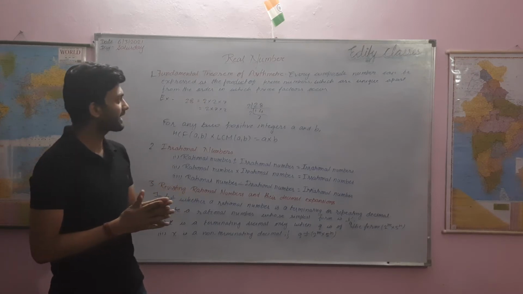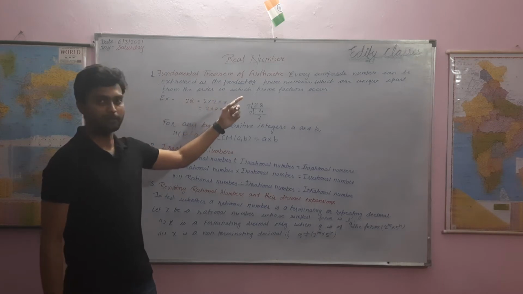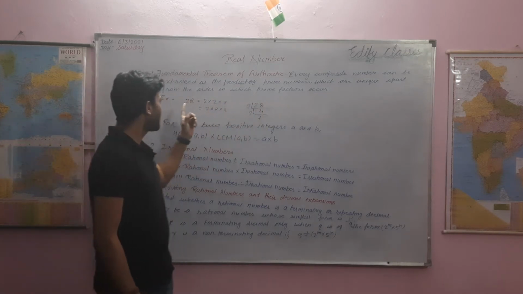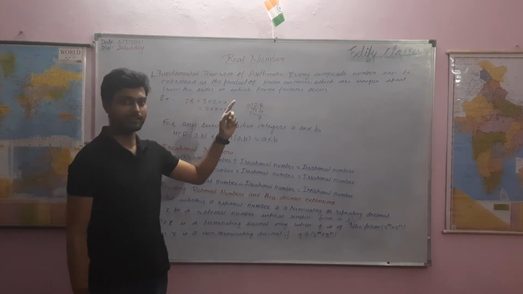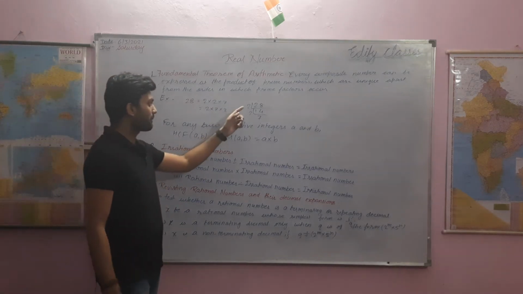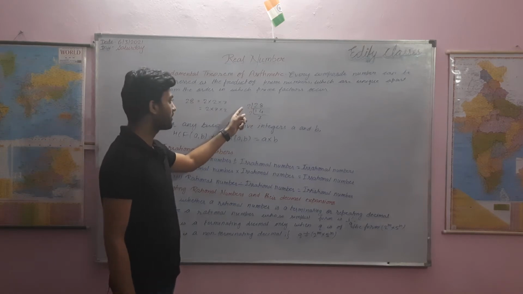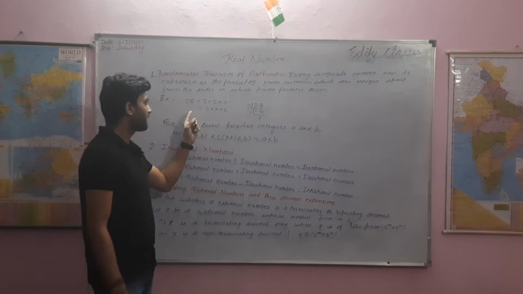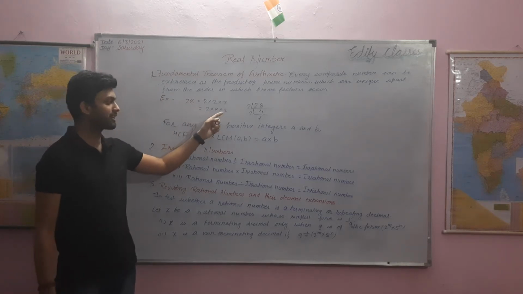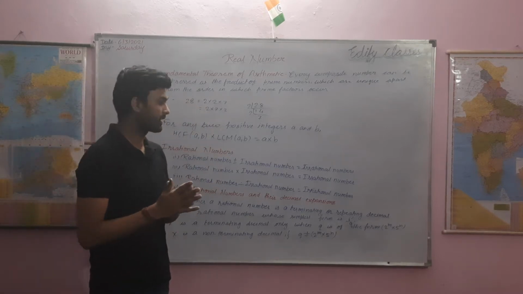It states that every composite number can be expressed as the product of prime numbers, which are unique apart from the order in which the prime factors occur. For example, we have taken 28. We factorize it, it will be 2 into 2 into 7. We can also write this as 2 into 7 into 2. But all the factors are only 2, 2 and 7. So these are all unique.